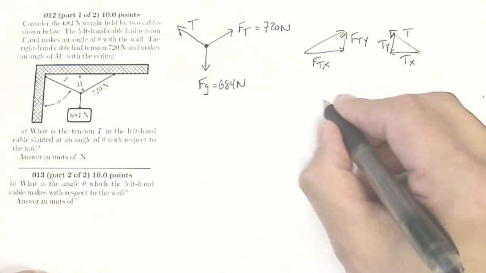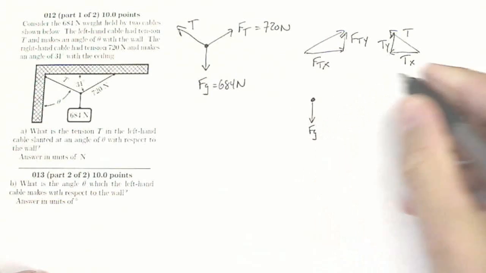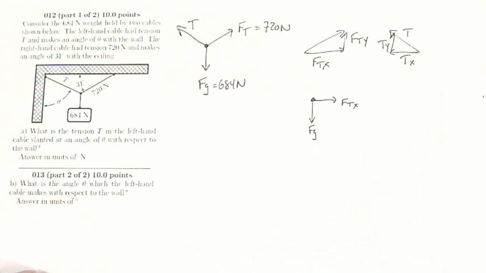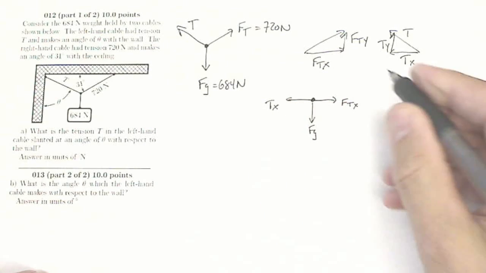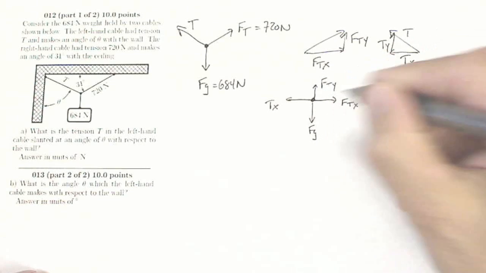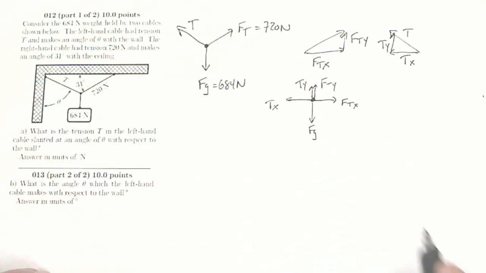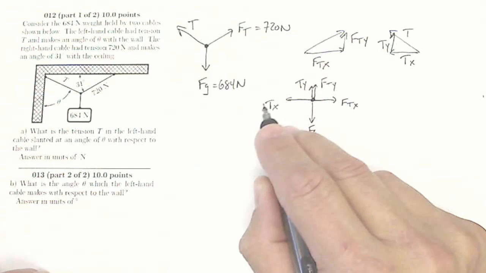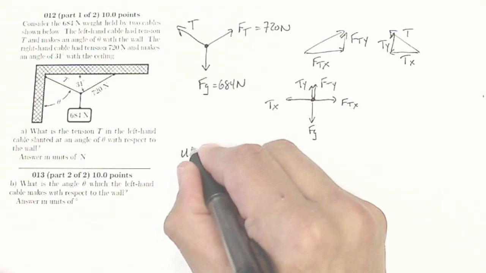So if I had a new free body diagram that had all my components in it, I would have gravity down. I would have this one, which is Ftx, this one, which is Tx, this one, which is Fty, and this one, which is Ty. So now what do I know? I know that these two must equal this one, and this one must equal this one. Right equals left, up equals down. So let's do up equals down first.